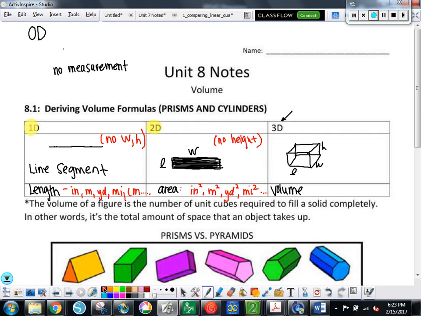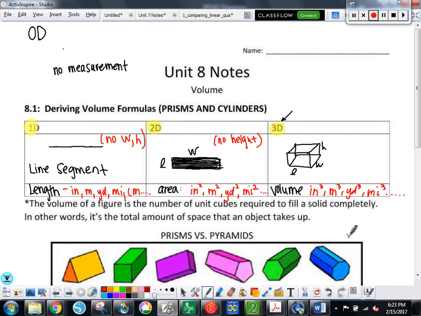Now the exponent is just like the exponent for the other ones. Since it's 3-dimensional, I'm going to put my units with 3-dimensional units. So inches cubed, meters cubed, yards cubed, miles cubed, and so on. So that's how a 3-dimensional figure is brought about.